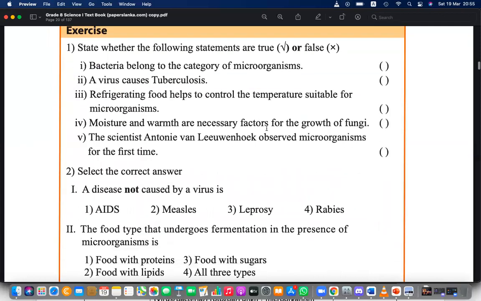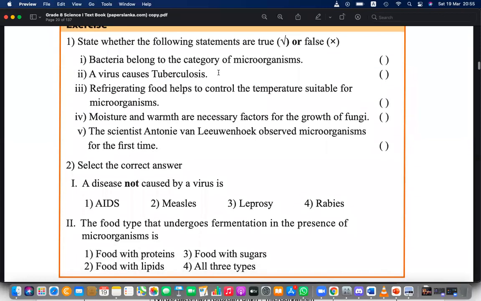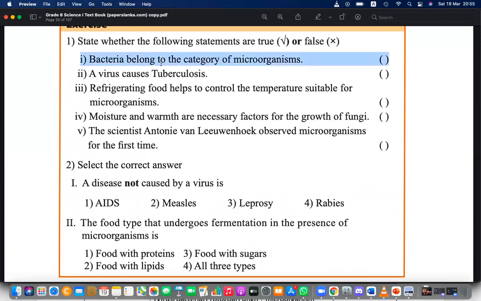Okay, so please try to answer this. Bacteria belong to the category of microorganisms, right or wrong? Yeah, it's right, correct. A virus causes tuberculosis. Is it a virus? No, it's a bacteria, right? We learned it's a bacteria, it's not a virus.